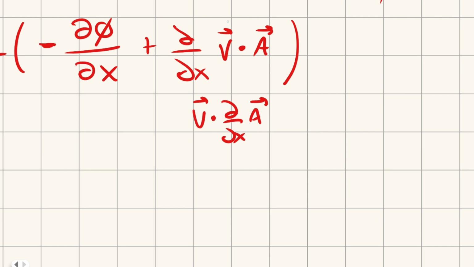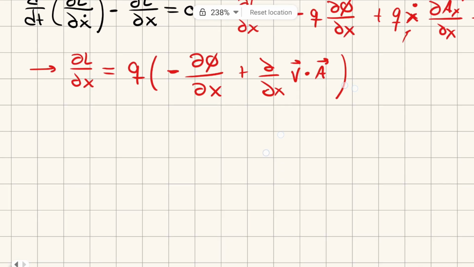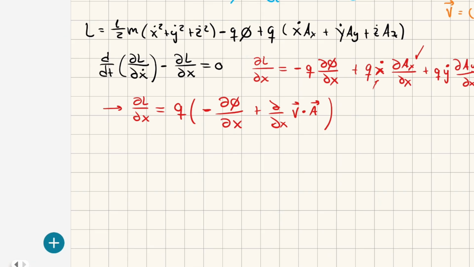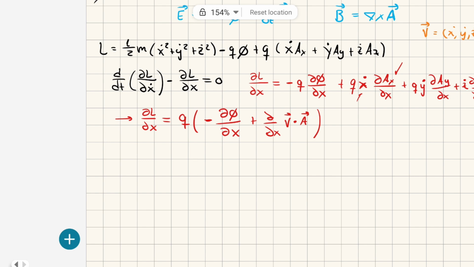So that's why we are taking the b inside the derivative. Okay, perfect. So this is going to be the partial of L with respect to x. Now we are going to calculate the partial of L with respect to x dot. It shouldn't be so hard.